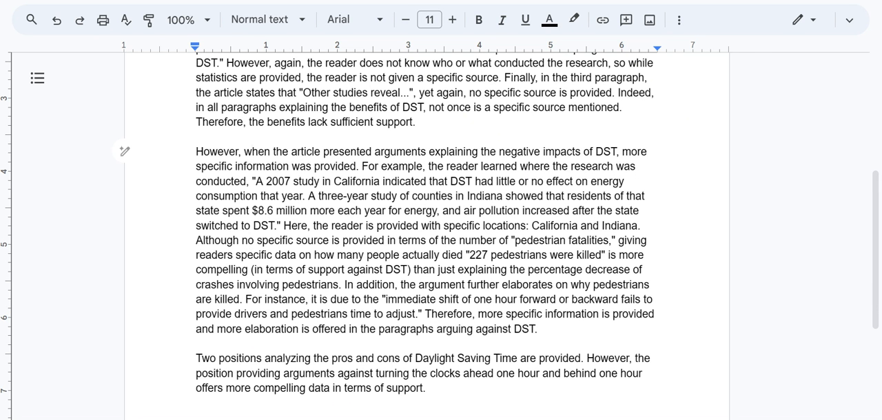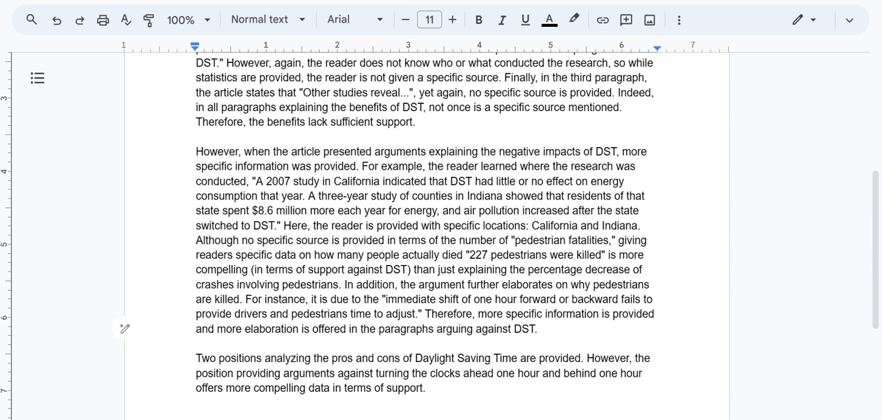However, when the article presented arguments explaining the negative impacts of DST, more specific information was provided. For example, the reader learned where the research was conducted. Quote, a 2007 study in California indicated that DST had little or no effect on energy consumption that year. A 3 year study of counties in Indiana showed that residents of that state spent $8.6 million more each year for energy, and air pollution increased after the state switched to DST.